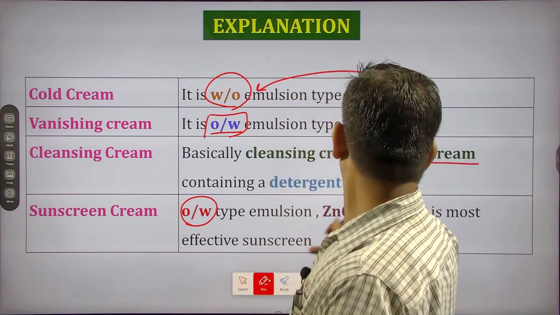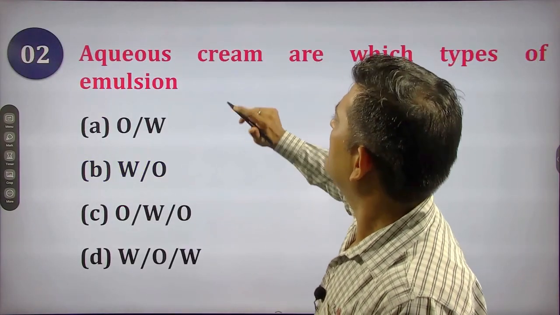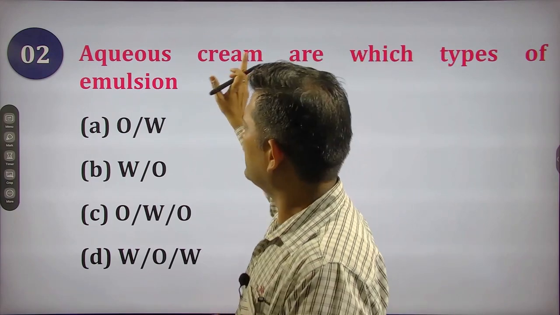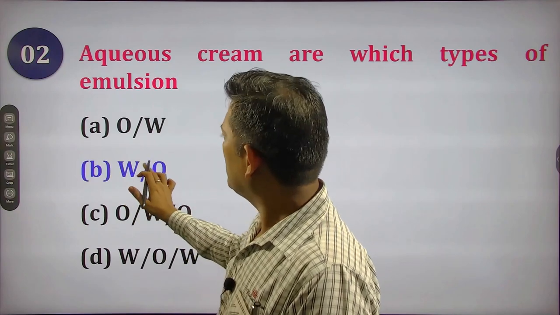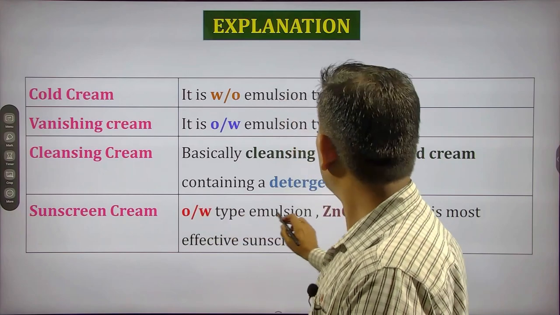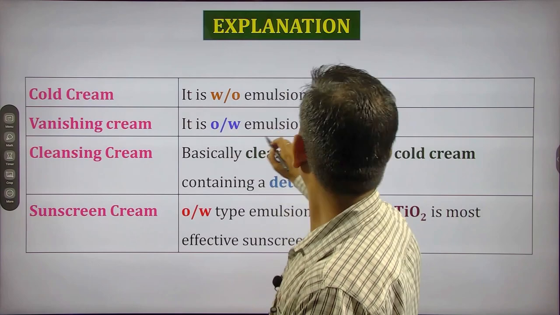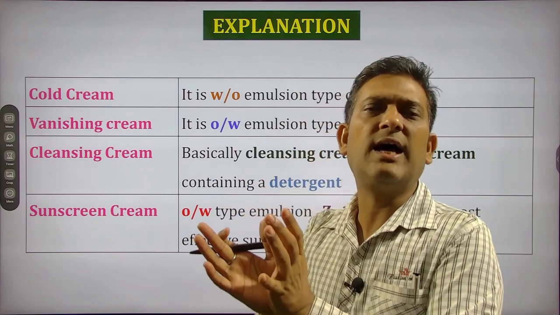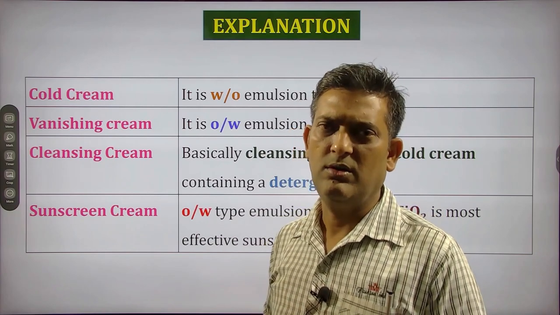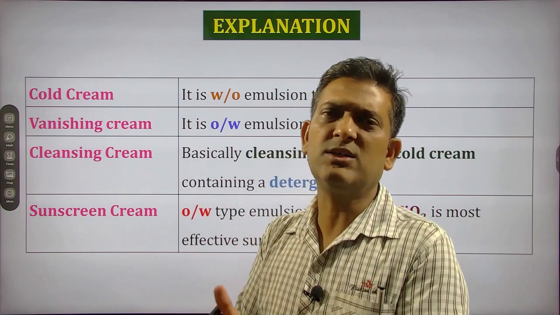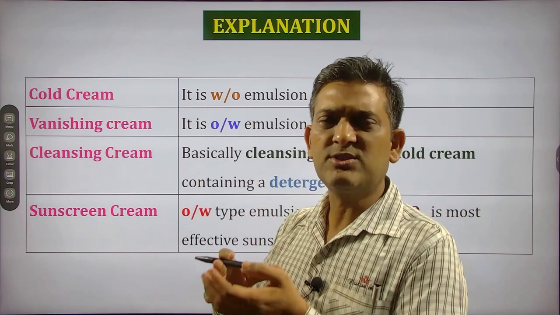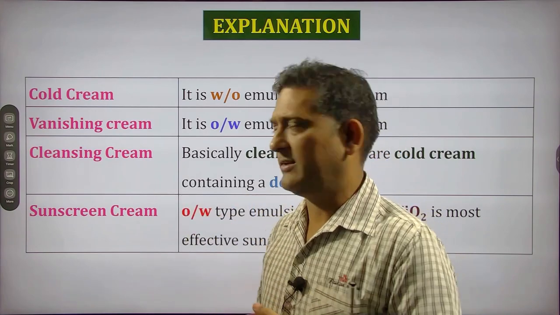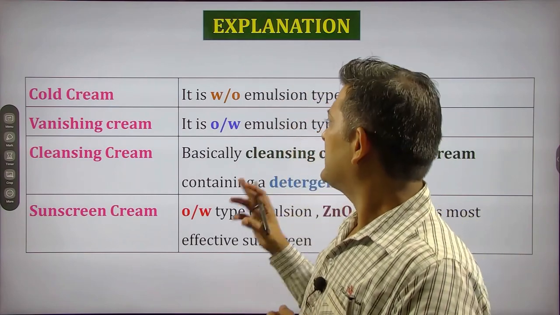So whatever questions we put forward earlier, once again just understand: what is aqueous cream, or which type of emulsion is it? Aqueous cream is O by W type of emulsion. Aqueous means where water is used as the major continuous phase. Whenever water is the major portion of the continuous phase, you can say these are creams with an aqueous phase. Whenever we talk about non-aqueous phase, we come to cold creams, which are W by O type of emulsions, while these are O by W type of emulsions.